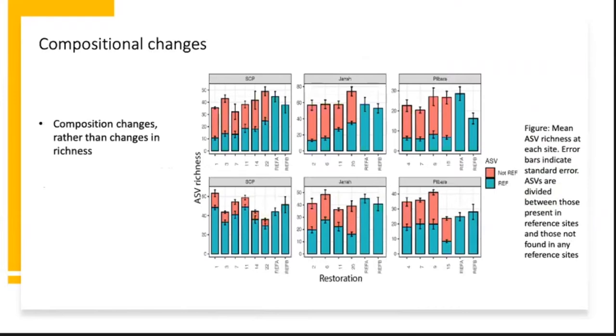I just wanted to show you this one as well. I divided the ASVs into the ones that were present in the reference sites and the ones that were not. So the blue is the ones that showed up in the reference sites and the red is the ones that weren't. And this is just to show you that the differences between the sites is driven mainly by compositional changes rather than any changes in richness and such.